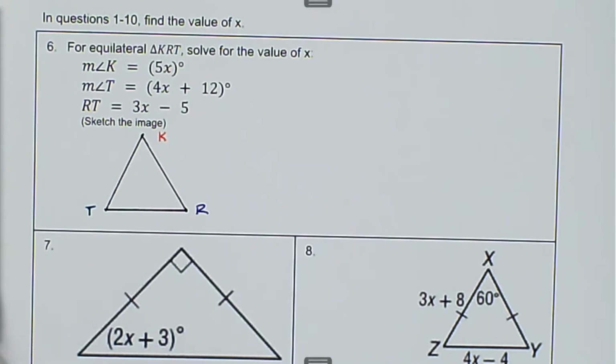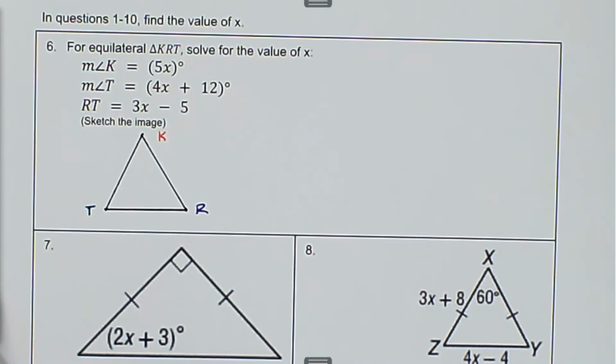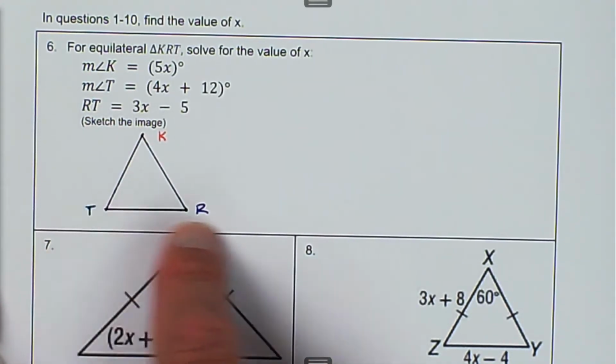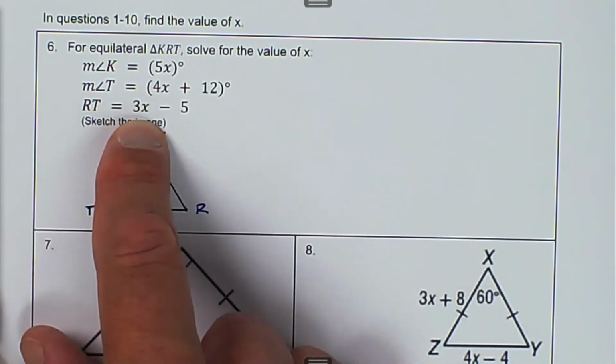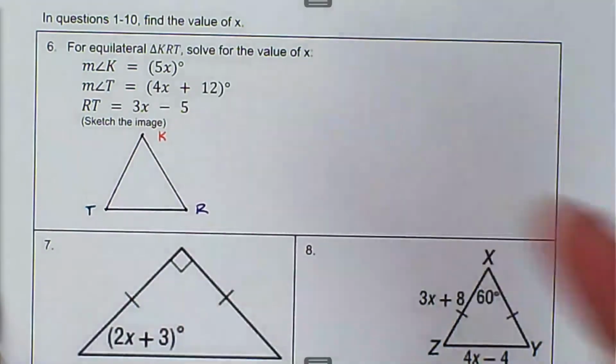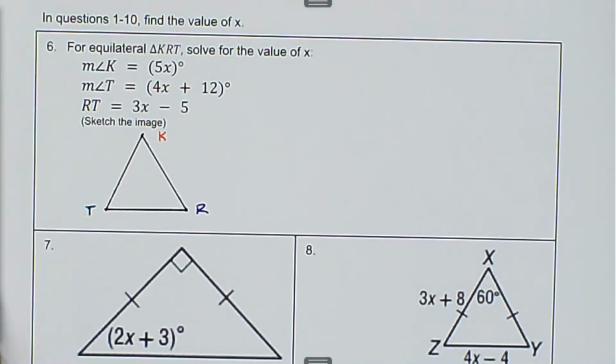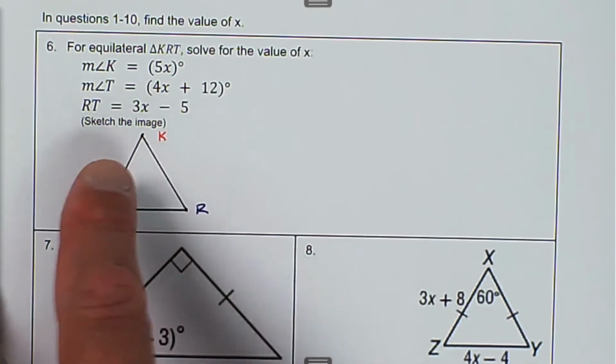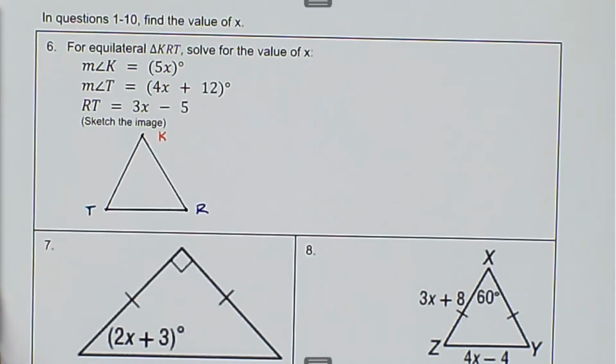Now it just says find the value of x. So it gives us this extra piece of information. It says the length of RT is 3x minus 5. Doesn't really matter for this particular instance. So if we remember, all of the angle measures of an equilateral triangle are 60 degrees.